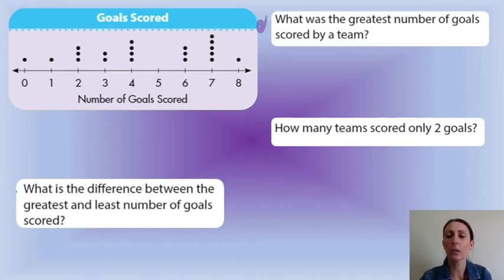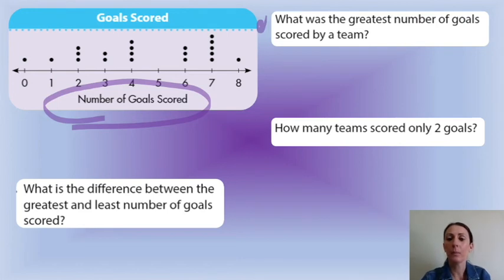It says, what was the greatest number of goals scored by a team? I want you to think about that. Think about the number of goals scored by a team and what would be the greatest number, so the largest number of goals scored by a team. And then let's look at this problem.